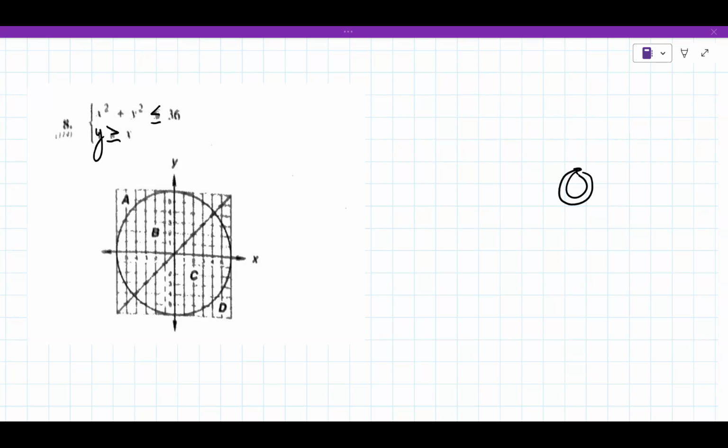All right, so the overlapping area is going to be B. There's B. Very good.